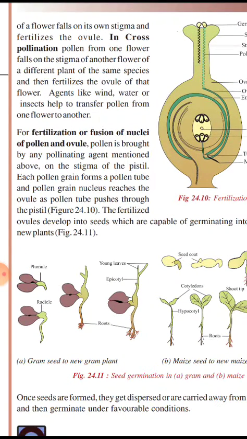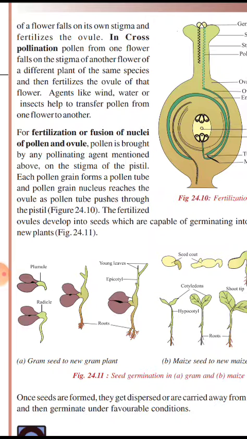So what is fertilization? The fusion of the nuclei of pollen and ovule. The pollen will have the nuclei, and the ovule, that is the female part, will have the nuclei. These two have to fuse, that is, join together. This is what is called fertilization.